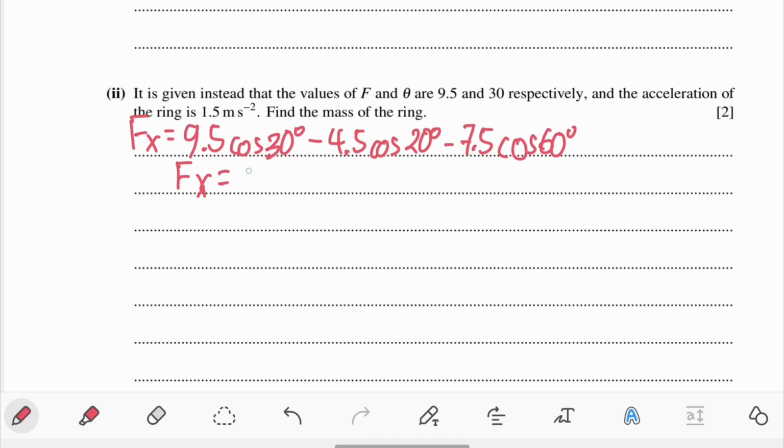So you get a resultant force of 0.249 newtons, and since this is the resultant force, it is equal to the mass times the acceleration, and the acceleration they gave us to be 1.5 meters per second squared. So we just plug that into the equation.